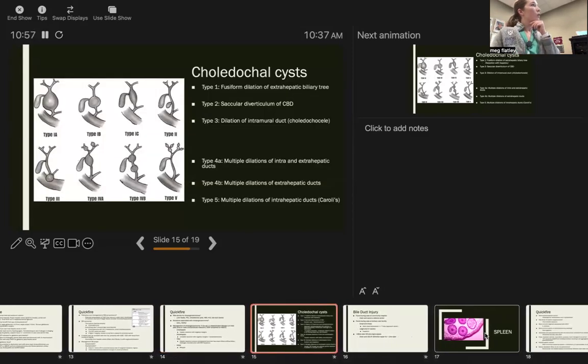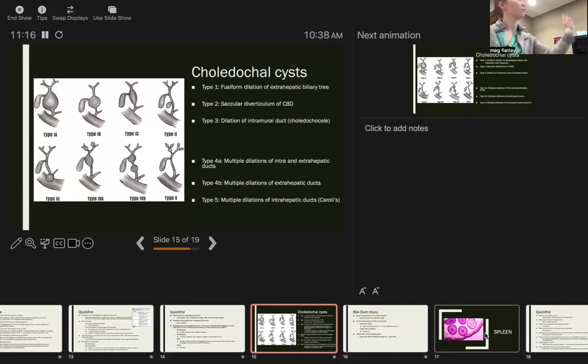All right, choledochocysts, unfortunately, these are very high yield for the test, and these are asked every single year. And then the management of said choledochocysts is also very high yield as well. There's some really good pictures online. This is always something that's on my little cheat sheet for reviewing right before the test.